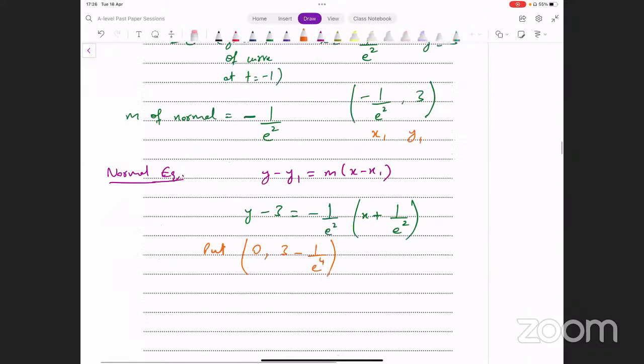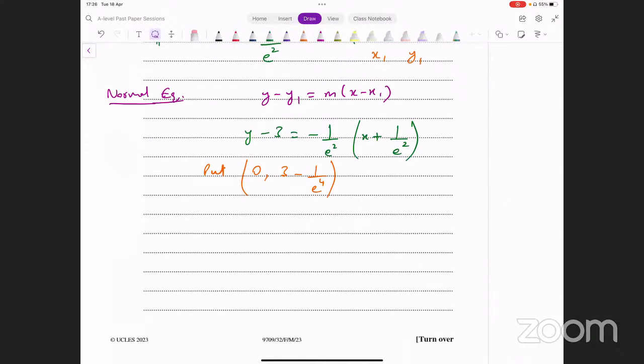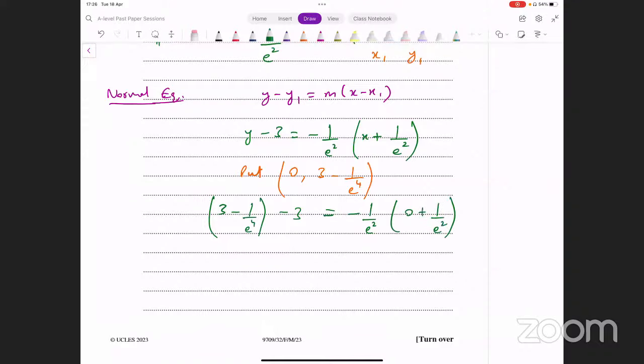आपको ये prove करना है कि ये इस line के ऊपर lie करता है. तो आपको prove करना है कि ये equation को satisfy करेगा. Let's see what we get when we do this. Y की जगह पे डाल दें आप 3 minus 1 over e raised to power 4. And you have minus 3 here as well, outside. On the other side, you need to input x equal to 0. That gives you minus 1 over e squared into 0 plus 1 over e squared.